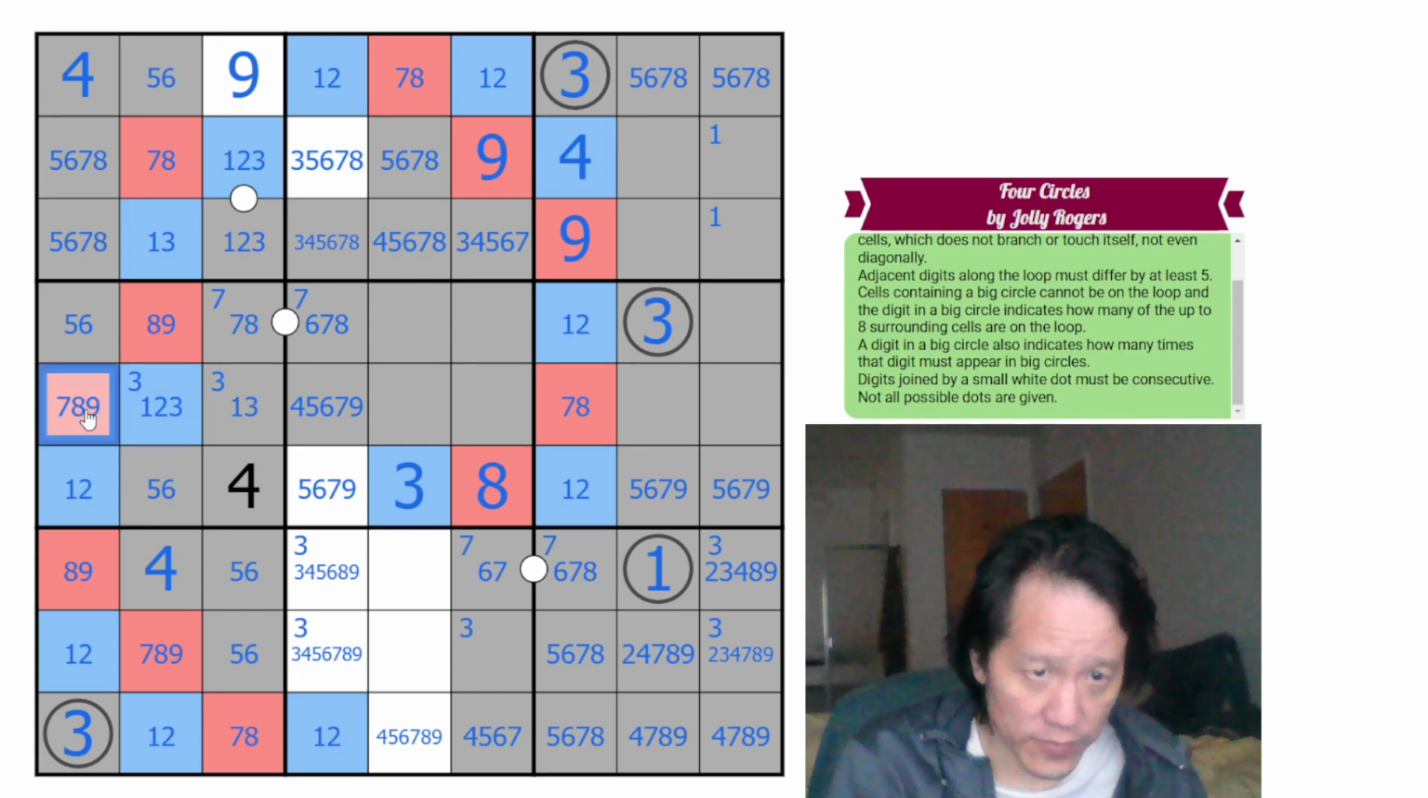If this is 7, this becomes 1, 2, 1, 2. This would have to be 3. Therefore, this would be 1 and 2. Therefore, this would be 3.